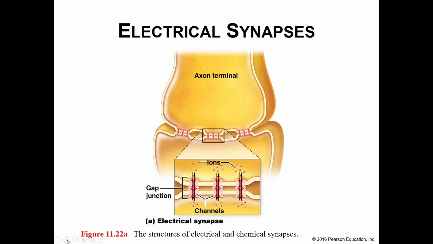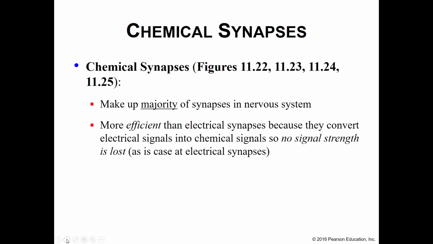And so here is a visualization of our electrical synapses and how the gap junctions form an open pathway between the presynaptic and postsynaptic neurons. Chemical synapses actually make up the majority of the synapses in the nervous system. They are more efficient than electrical synapses because they convert electrical signals into chemical signals, so no signal strength is lost, and so it is a much more efficient synapse.